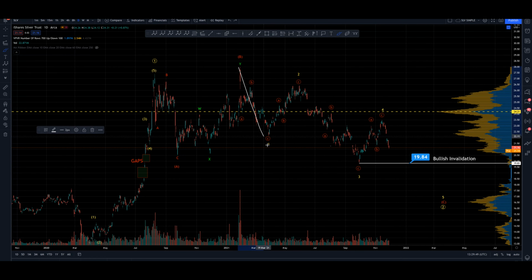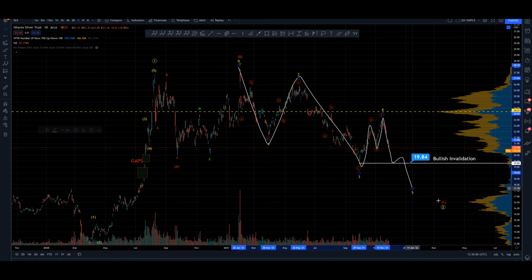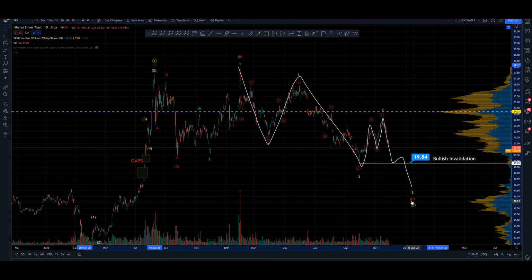So we get an ABC into a 1, ABC into a 2, ABC into a 3, ABC into a 4, and now we get ABC into a 5. And we will finish a larger diagonal in a C. Like so.